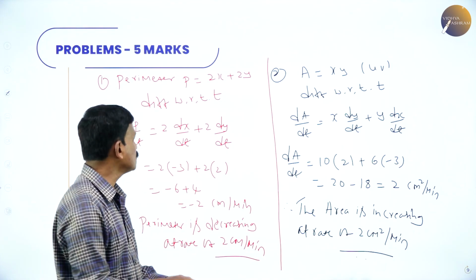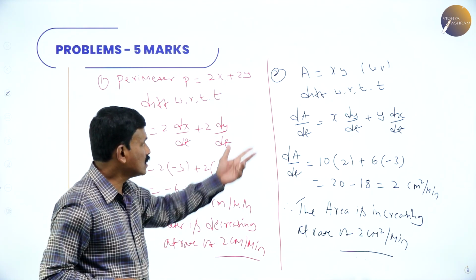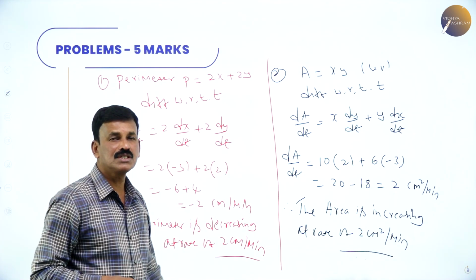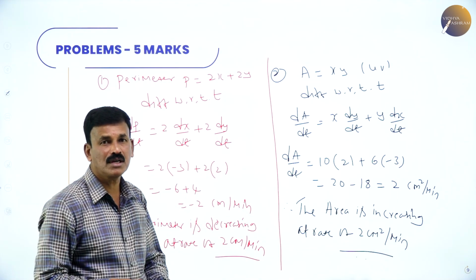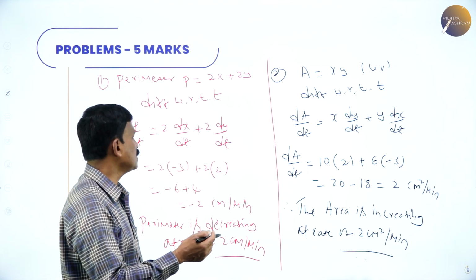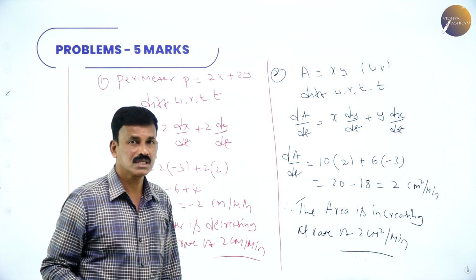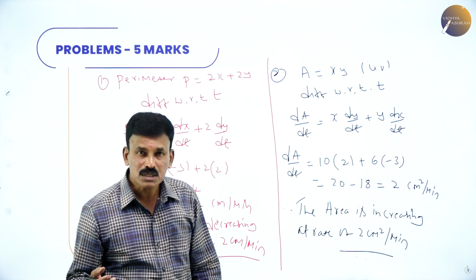Hope you followed. Just perimeter 2x plus 2y, differentiate with respect to t, you'll get the answer. Area, length into breadth, that is x into y. Apply the product rule, x dy by dt plus y dx by dt. Substitute x, y and dx by dt, dy by dt, you will get the answer. One is negative, another one is positive. That's it. Okay. Now move on to the next problem.